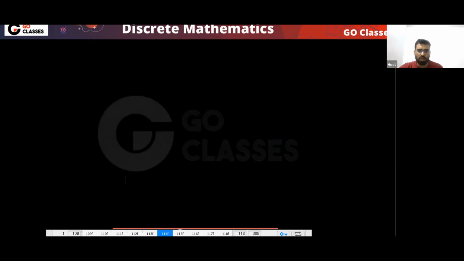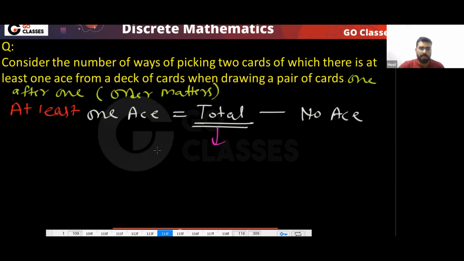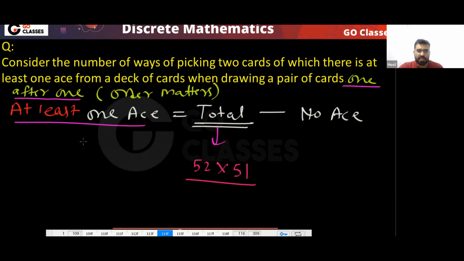Now let's solve this question. What will be the answer? Remember, you are drawing 2 cards, one after one. Total will be 52 multiplied by 51. For the first card you have 52 choices, for the second card you have 51 choices. If there is no ace, there are 48 choices for the first one, and 47 choices for the second one.